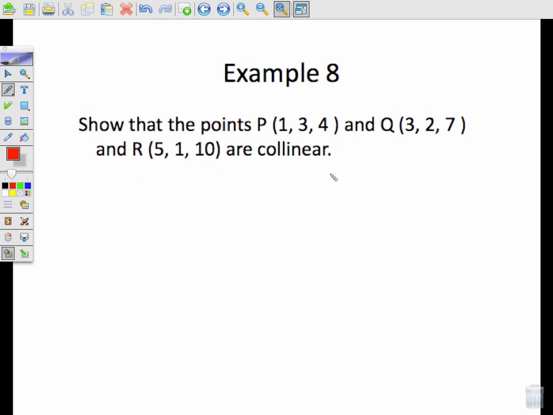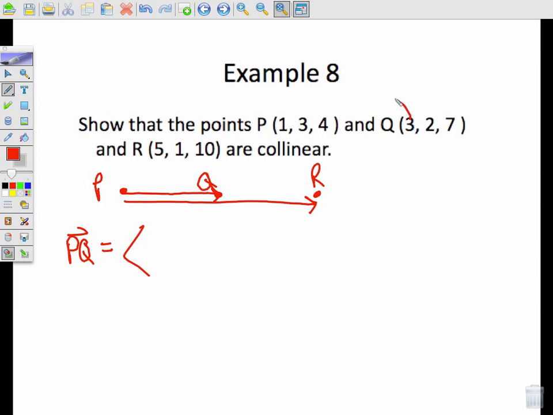Show that the points P and Q and R are collinear. If these points are collinear, P, Q, and R, then what we would know is the vector from P to Q would be parallel to the vector from P to R. They'd be parallel to each other. So let's find vector PQ. Vector P to Q would be, in component form, 3 minus 1 is 2. 2 minus 3 is -1. And 7 minus 4 is 3.